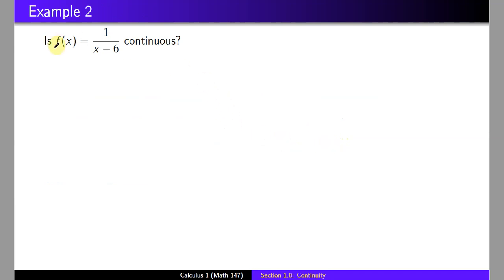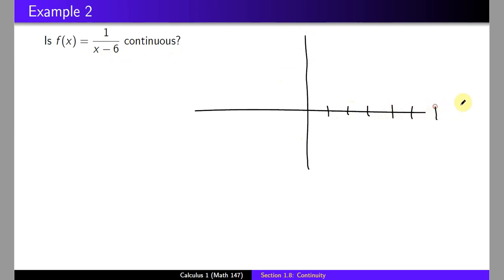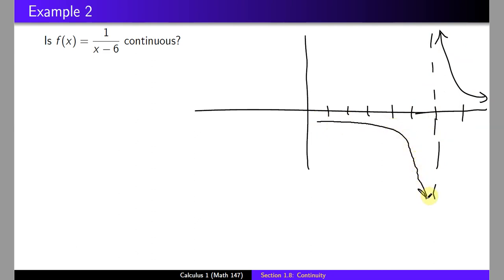Okay, so let's look at some examples. Is this function f of x equals 1 over x minus 6 continuous? Let's graph what it looks like. Okay, so we know what this looks like. If we use some transformations that we learned earlier in the chapter, we know that it's going to be the reciprocal function. We just shift that asymptote over to 6. So this is what it's going to look like right here.